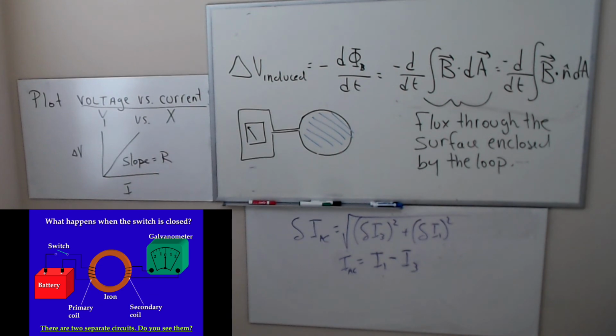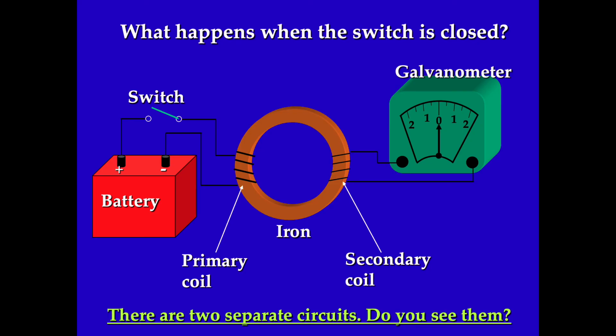So take a look at this circuit. I already have two circuits. I have a battery with a switch and wire wrapped around this magnet. The idea of the magnet is to enhance the magnetic field produced by the current in the wire. On the other side of the magnet, I have another coil of wire that's connected to a galvanometer.